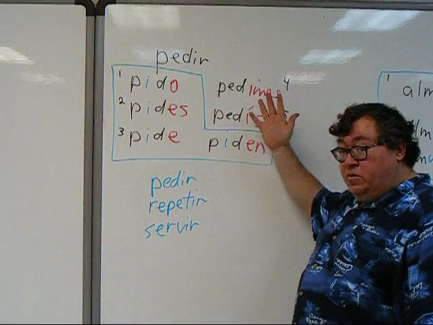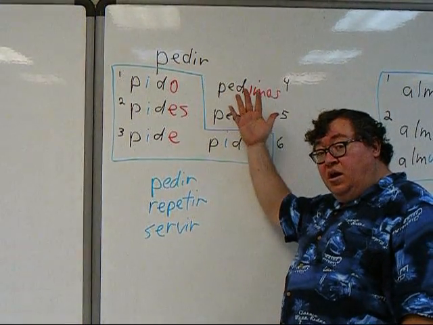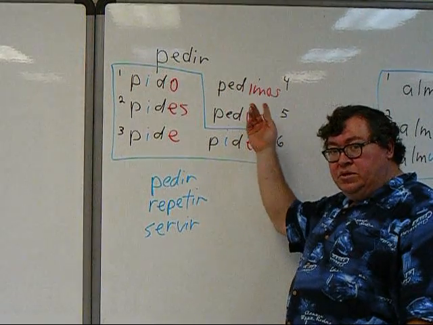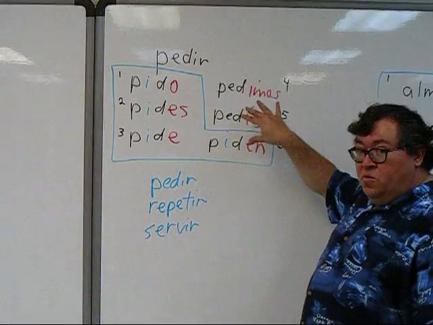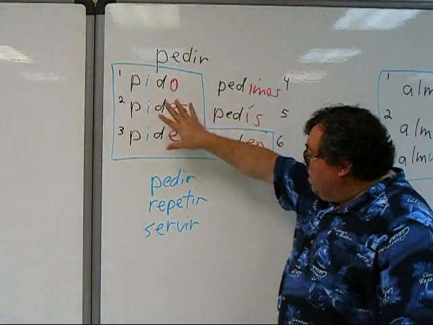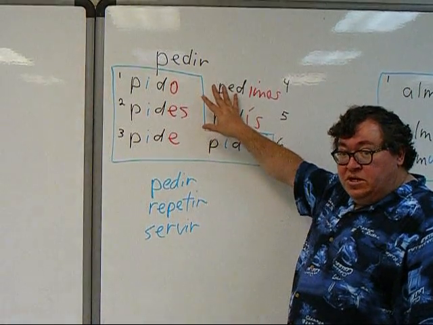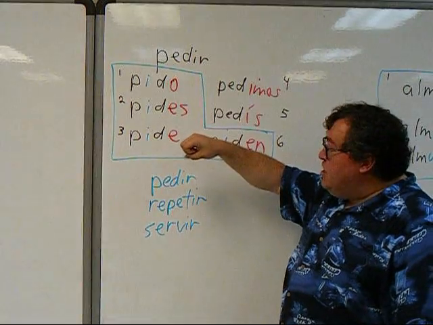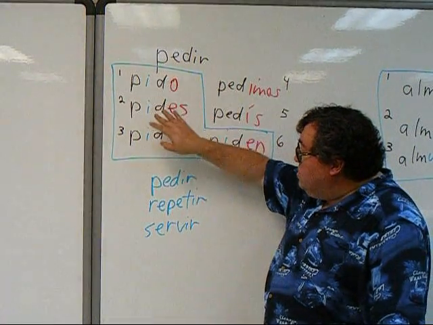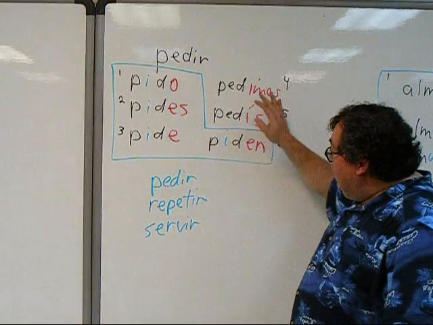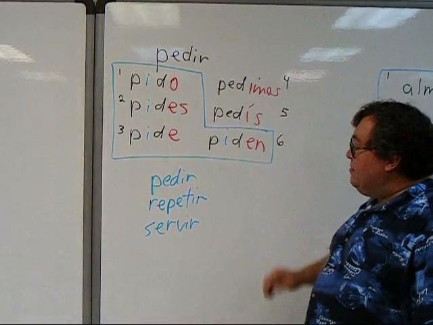And the reason those 2 don't, again, is because the emphasis is not on the stem. Pedimos, on the I. Pedís, again, on that I. So there's no need for a stem change. But here, where there is emphasis on the stem, it causes it to crush down. And this time, instead of going E to IE, it goes E to I. So you have pido, pides, pide, pedimos, pedís, piden.